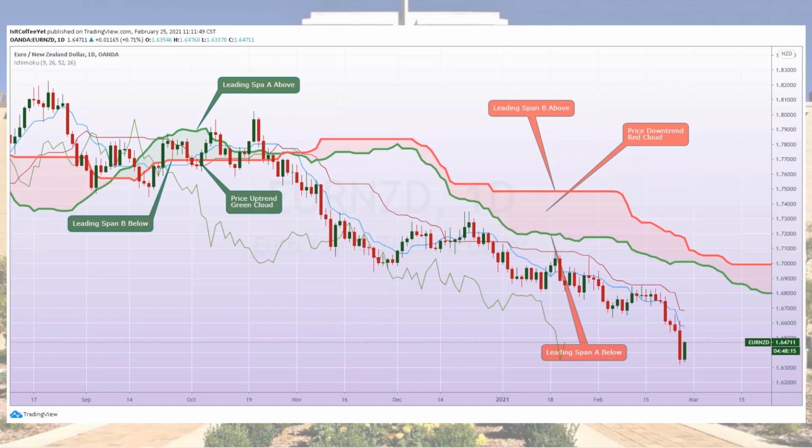Once you've identified which line is on top, the cloud component of this graph can be shaded in. It's actually pretty simple. If the leading span A in green here is above leading span B in red, price is in an uptrend and the cloud will be green. If B is above A, then price is in a downtrend and the cloud will be red. The width of the cloud, or the distance between leading spans A and B, represents the volatility of the price. As you've heard me say lots of times, volatility is simply the relative size of the candles and candle bodies.